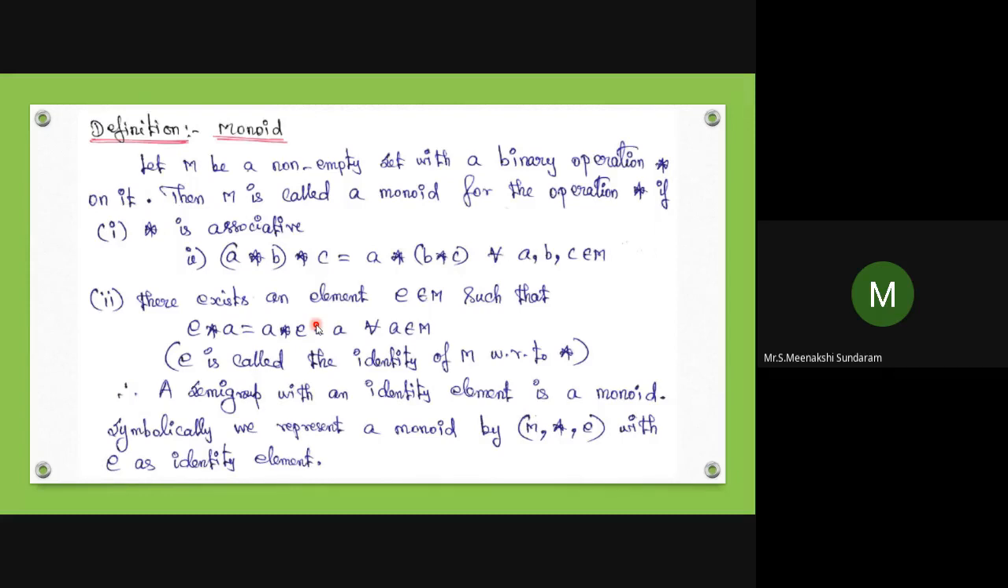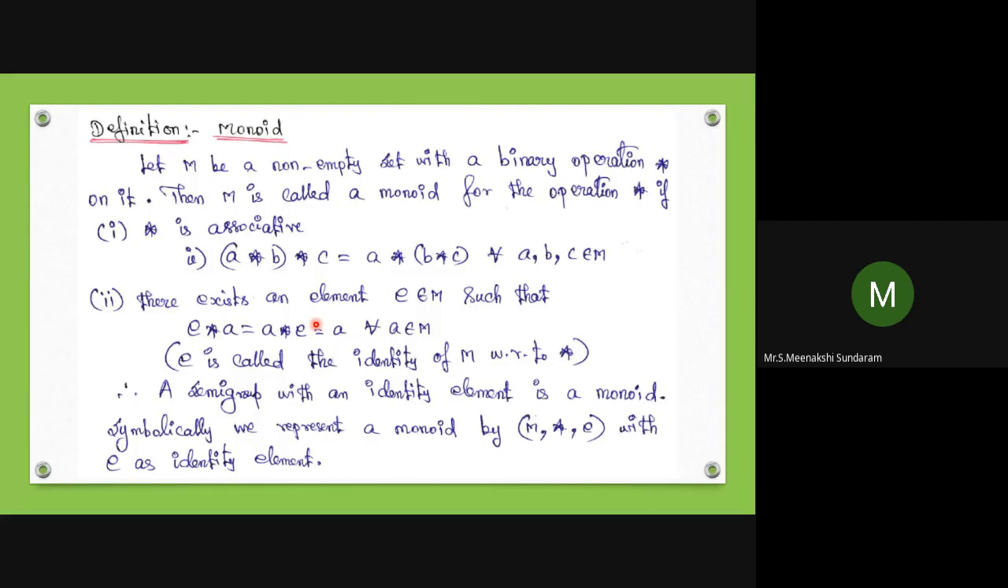Definition of monoid. We saw what a semi-group is. Next we move on to the definition of monoid. Let M be a non-empty set with a binary operation star on it. Then M is called a monoid for the operation star. In a monoid, in addition, if just the closure property is there, it is called a binary operation. If closure is satisfied, then we can say it is a binary operation. Along with closure, if associative is satisfied, we can say it is a semi-group. So a semi-group means closure and associative. In addition, if one more identity element comes along, it is called a monoid.